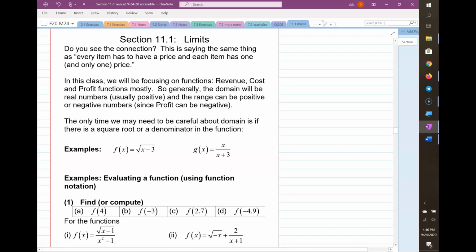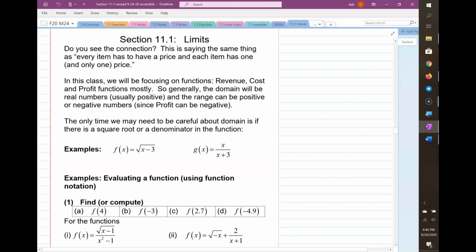So in our class, we're going to focus on three functions mostly: revenue, cost, and profit. So please get in the habit of using capital R, capital C, and capital P, because lowercase r gets used for something else, lowercase c gets used for something else, and lowercase p gets used for something else. Generally, the domain is going to be any real number, but usually positive, especially if we're talking about manufacturing items like washing machines. You only can have positive values. But the range can be positive or negative because it's possible to have negative profit, to be losing money.